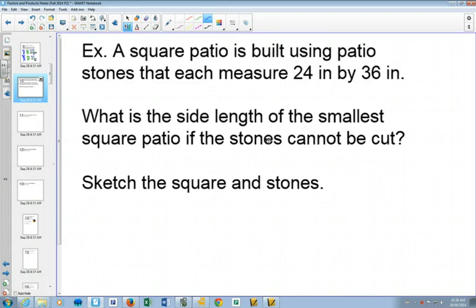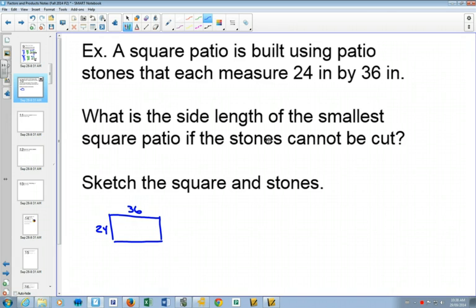You've got a patio stone that is 24 by 36. So if I draw one of them, 24 here and 36 here, does that make a square? No, it's a rectangle. So obviously, I can't make a square.